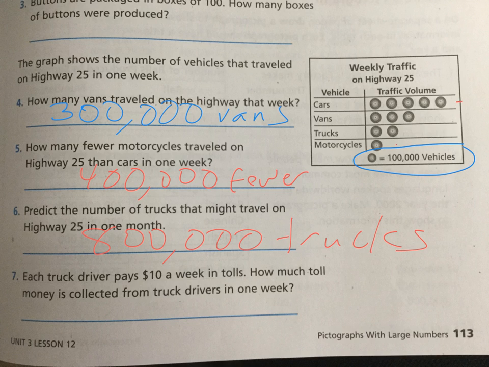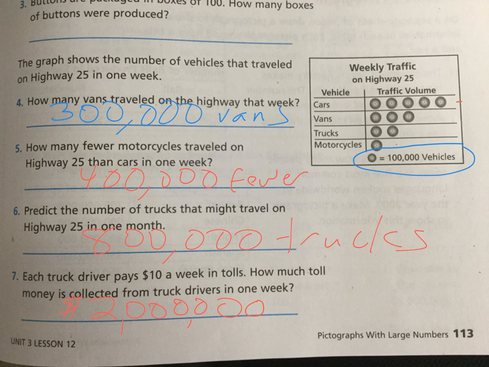Okay. One more question, number 7. Each truck driver pays $10 a week in tolls. How much toll money is collected from truck drivers in 1 week? Well, there are 2 wheels, meaning 200,000 trucks. $10 a week for each truck driver. So that would be 200,000 times 10. We simply add a 0. Write down 200,000 without our commas. Okay. We add 1 zero to multiply it by 10. Put our new commas. And that is $2 million would be collected from truck drivers in 1 week. That's a lot of money. I should collect money from truck drivers.